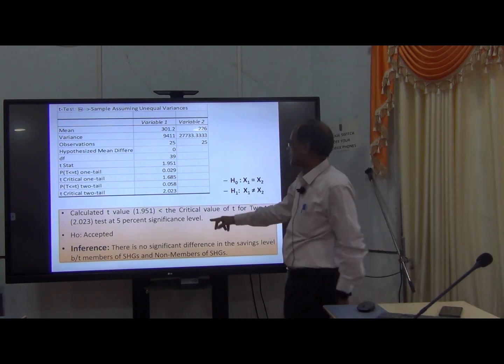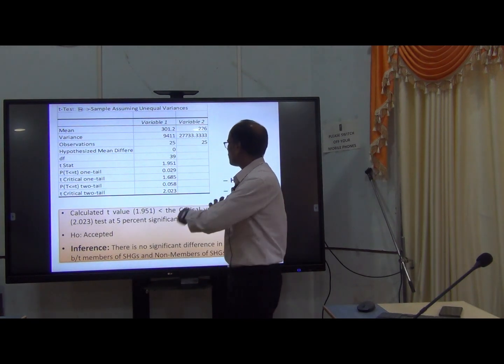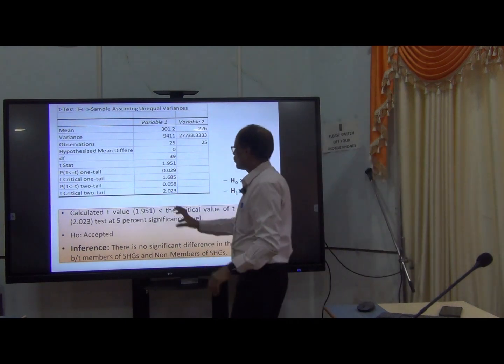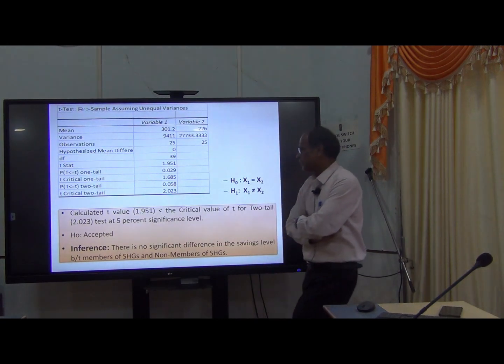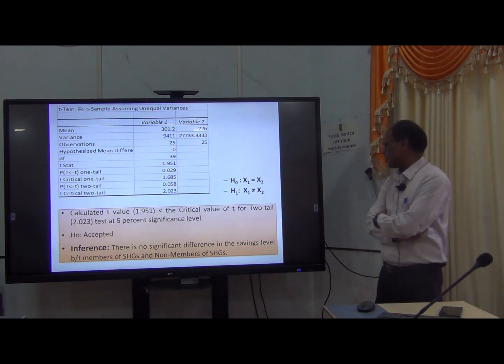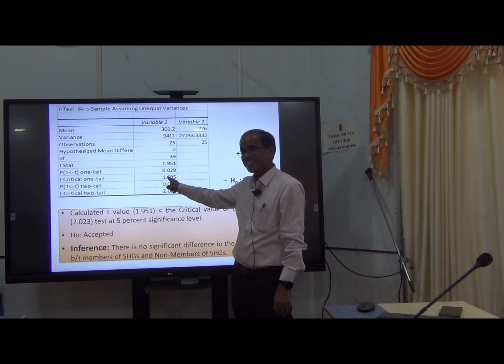Don't bother much about it. Calculated T value was 1.951. The only thing that is most important in this entire table is this calculated T value. The calculated T value is less than the critical value of T for two-tailed test. It is for two-tailed test.